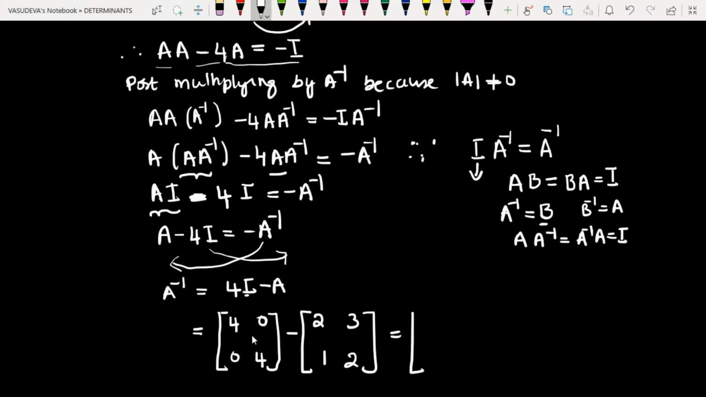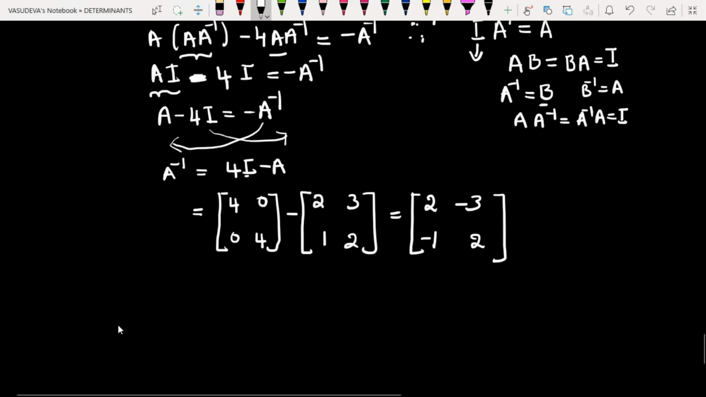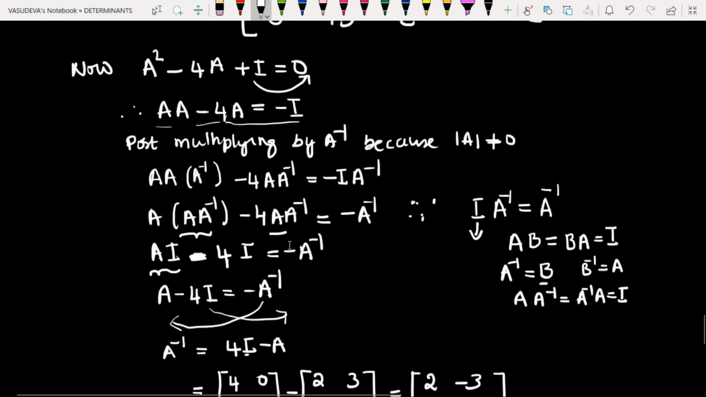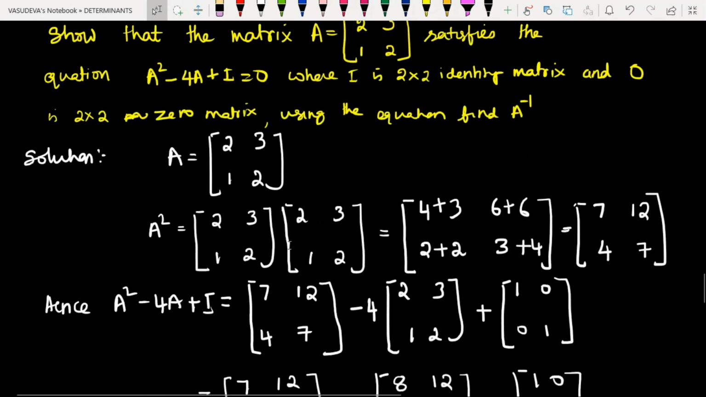Now subtracting these two matrices, 4 minus 2 is 2, 0 minus 3 is minus 3, 0 minus 1 is minus 1, 4 minus 2 is 2. So we have the inverse of the matrix A as A inverse is equal to [2 -3; -1 2]. This is the inverse of the matrix A. So here A is a matrix, and using the equation we have found A inverse.